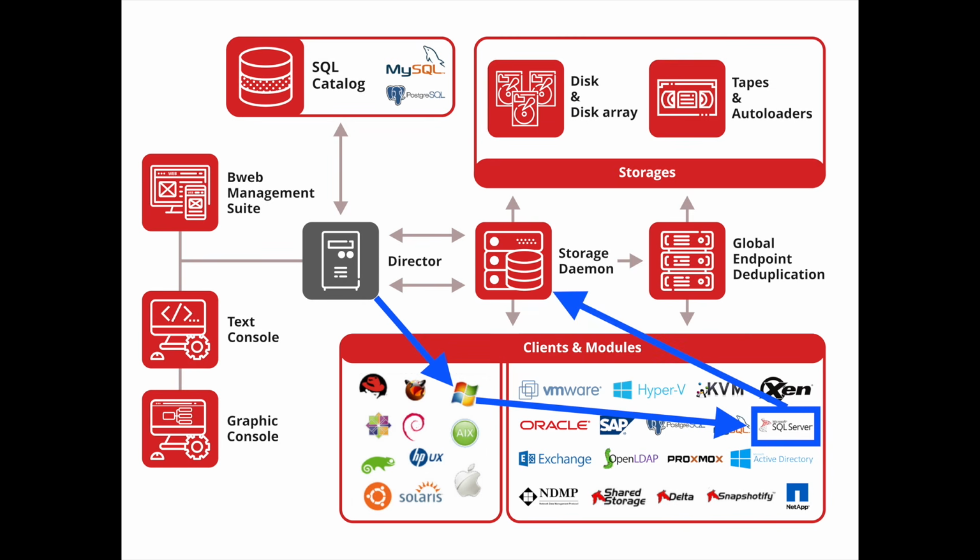When the snapshot is ready, the file daemon streams the data to the storage daemon defined in the job. When the database is backed up, the metadata for the job is sent to the director to be stored in the catalog, and the job is marked as complete.